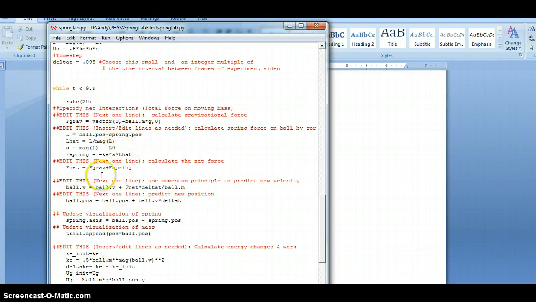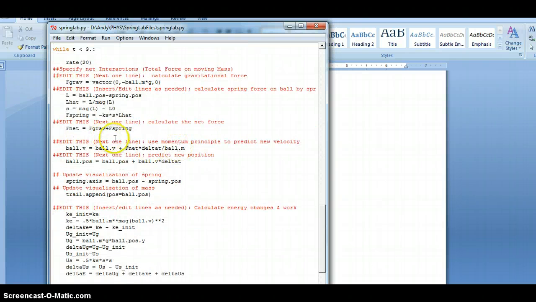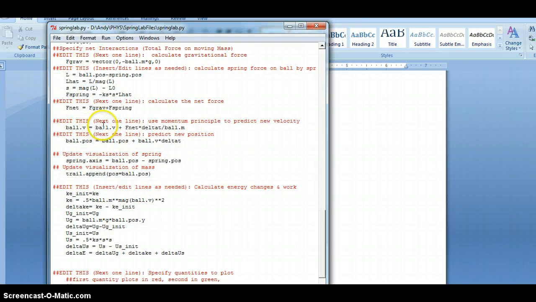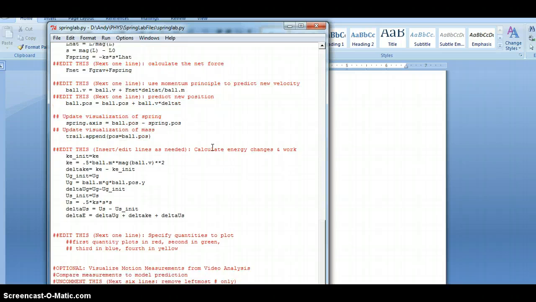So here is just using the momentum principle. I have the force due to gravity. I'm updating again L hat, the stretch, and the force due to the spring, which is negative k times the stretch times L hat. Updating F net, updating the ball's velocity using the initial velocity plus F net delta t over mass, updating the position using this velocity. Again, this is just using the momentum principle.